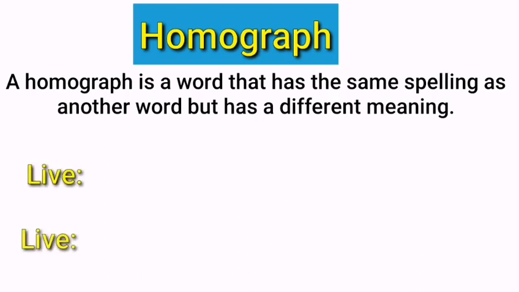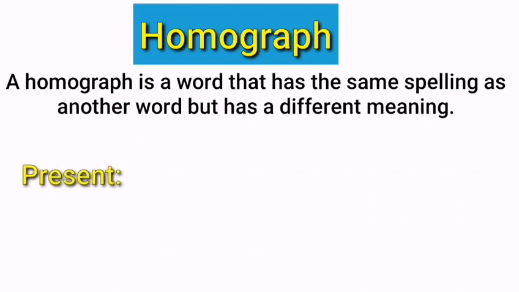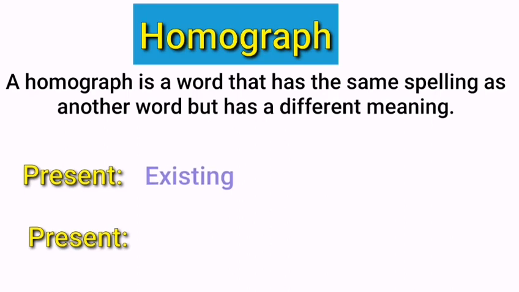Live and live. You can see, both words have similar spelling but they have different meaning and pronunciation. Basically, the word live means transmitted or without recording or editing. And the word live means to remain alive. Present and present. The word present means existing and the word present means a gift. You can see these words have same spellings but different meanings and pronunciations.